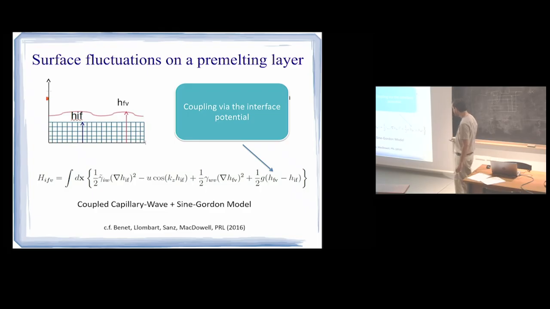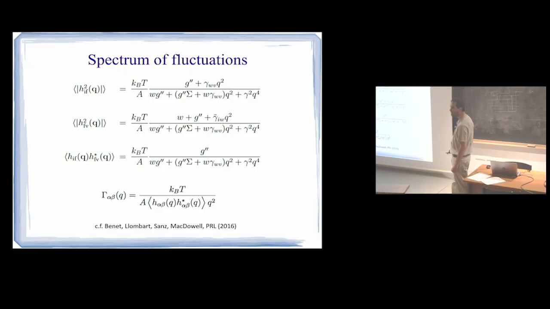But notice that I have the interface potential. And the interface potential is a function of the pre-melting film thickness. So via the interface potential, I couple both Hamiltonians. The film thickness is the difference between this surface height and this surface height. So I get this sine-Gordon plus capillary wave Hamiltonian, which looks complicated, but it can be solved in a similar way as I solved the other one. What I need to do is to expand this in a quadratic expansion. Do the quadratic expansion. Okay? And then I have a Gaussian. The only problem is that it's a multivariable Gaussian. But conceptually, it's the same thing.